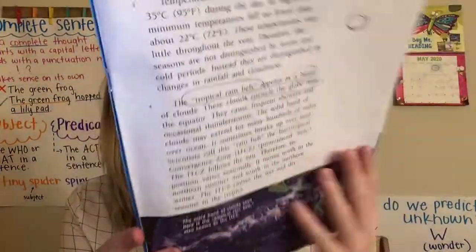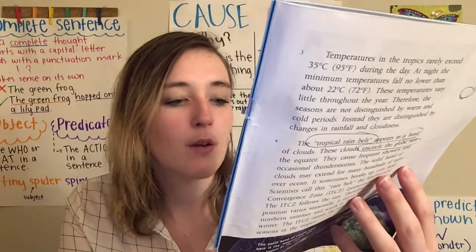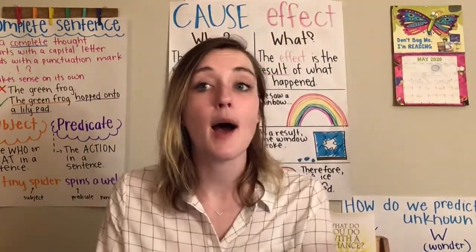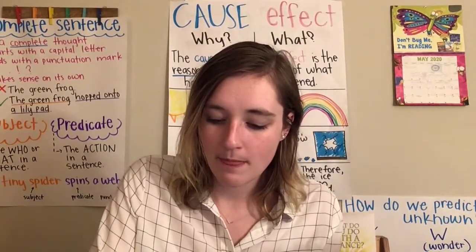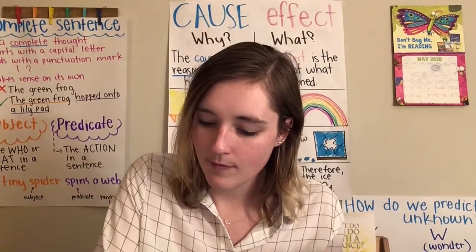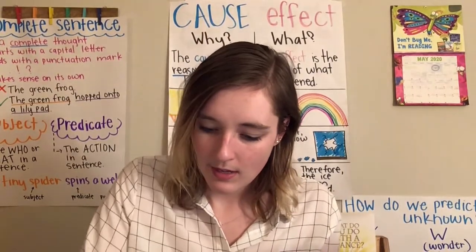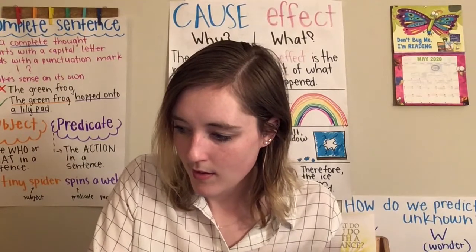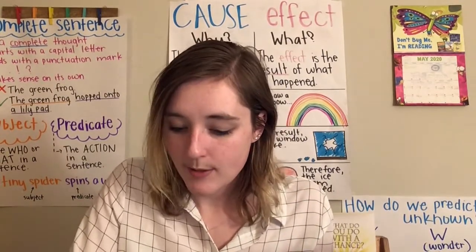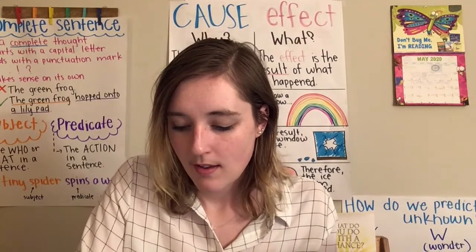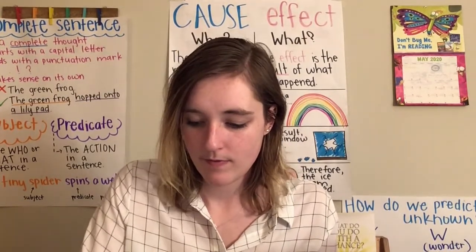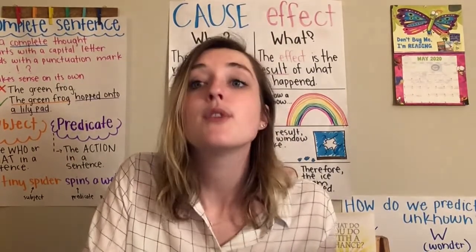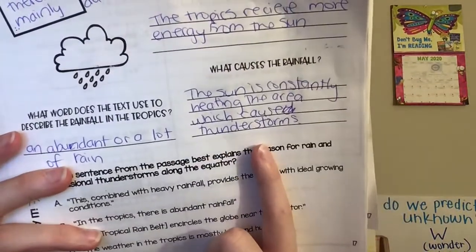This is why the air rises, resulting from the sun's constant heating. So this is because the sun is constantly heating up that area. So the sun is constantly heating the area, which causes thunderstorms. Okay, so you can copy this down right here. Pause, copy it down.